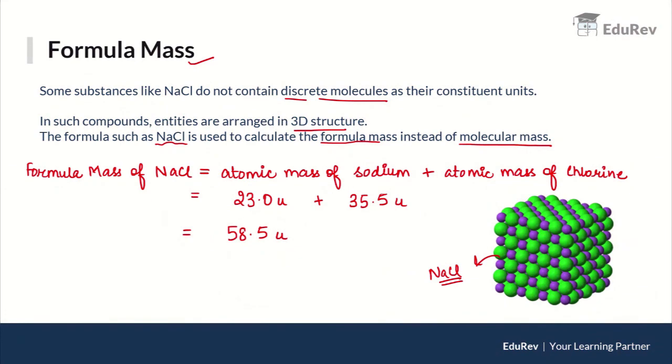So for such compounds we calculate the formula mass. How will we calculate it? It is shown by an example. Suppose we want to find the formula mass of NaCl, then we simply add the atomic mass of sodium and the atomic mass of chlorine. 23 is the atomic mass of sodium and 35.5 is the atomic mass of chlorine. So the net result is 58.5, which gives me the formula mass for NaCl.